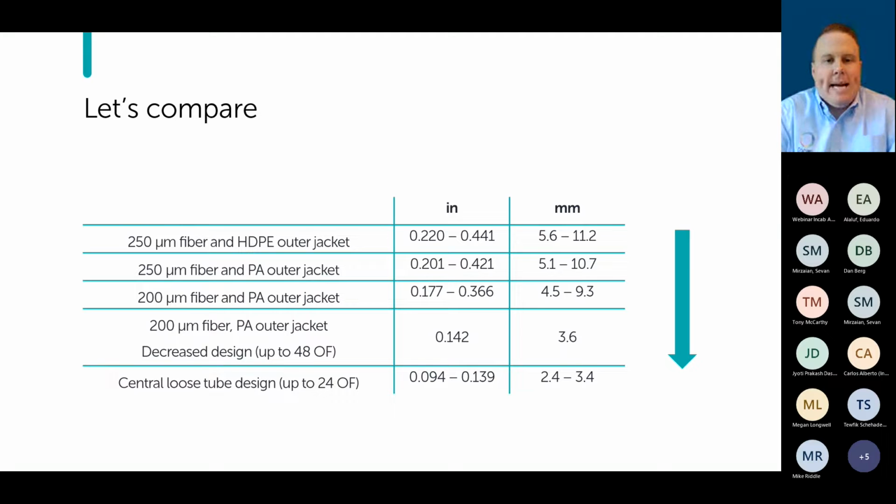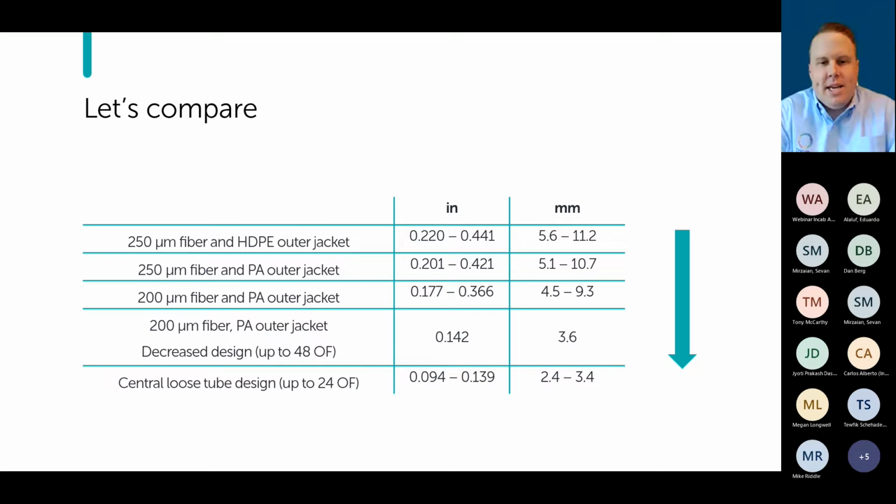Now, simply dropping it down to just the PA jacket, we're going to drop a couple hundredths of an inch off of that OD, or roughly about half of a millimeter. Now, what you can see is when we pair that PA jacket with that 200 micron, that's where we do see a much more significant drop in the outer diameter, going down to 0.177 to 0.366.